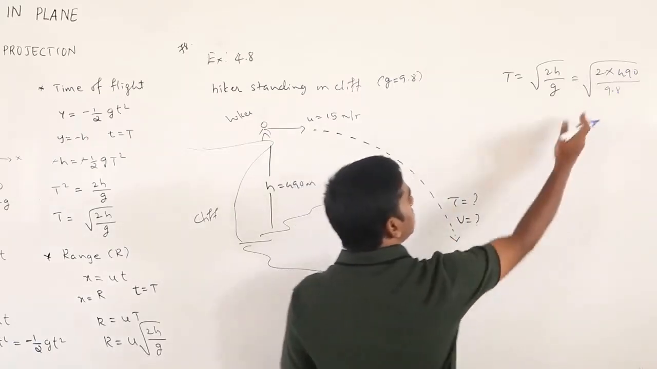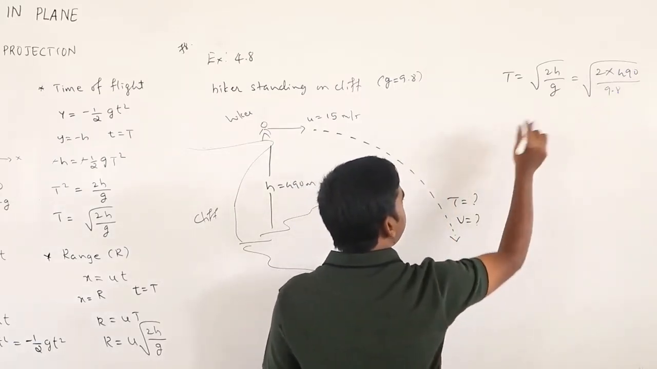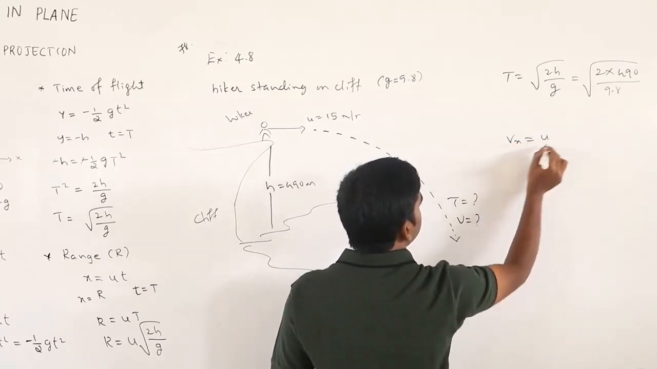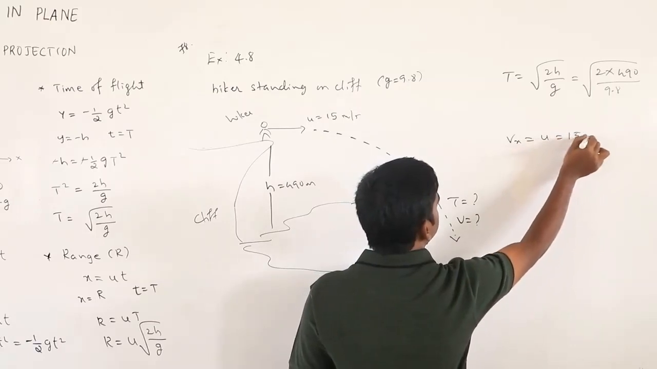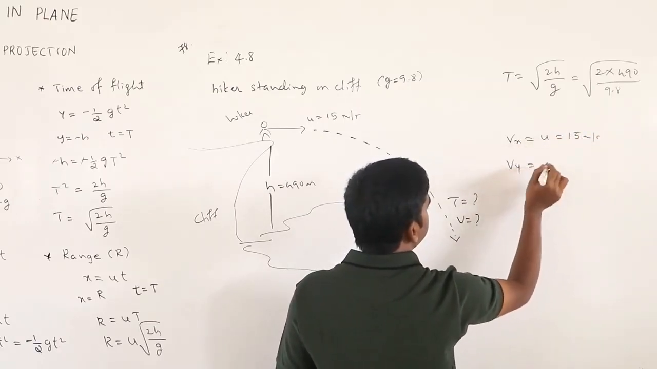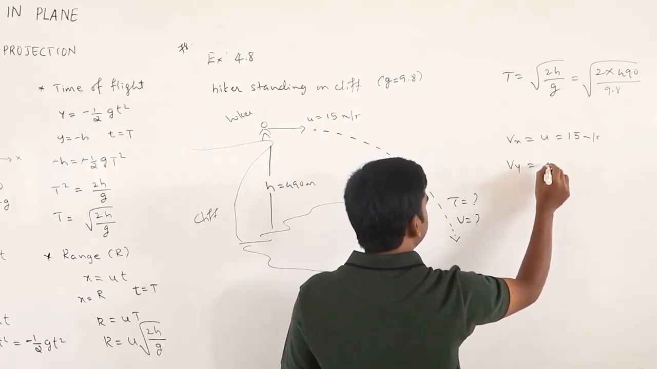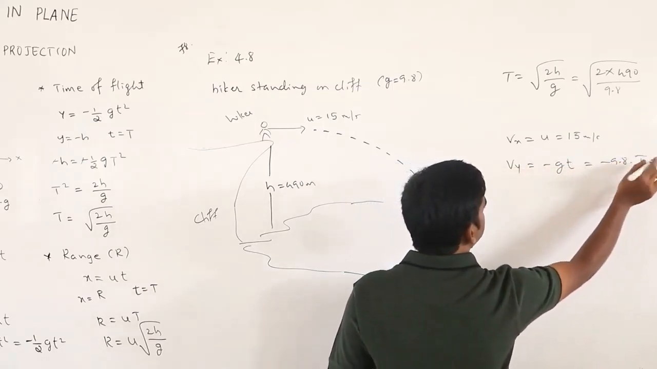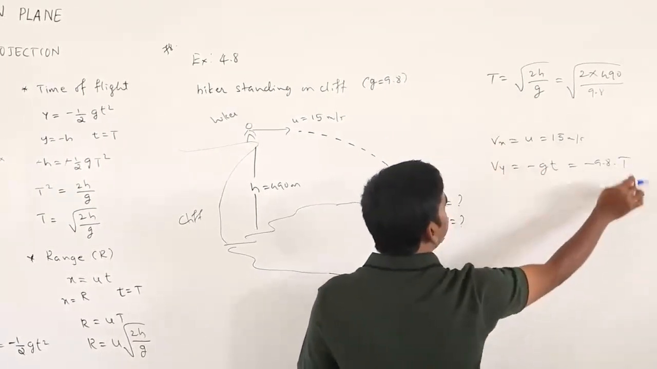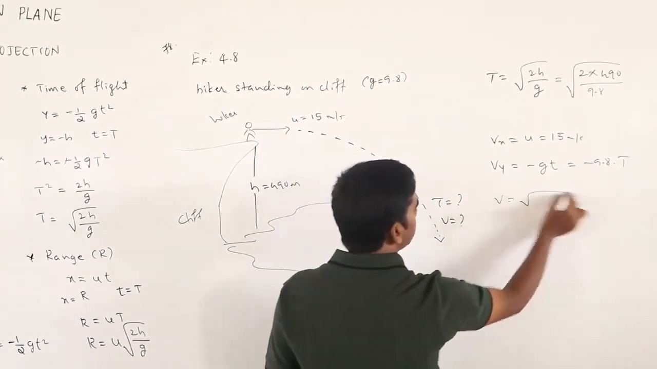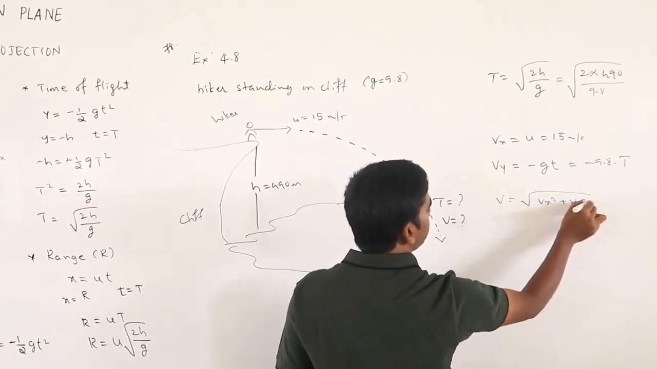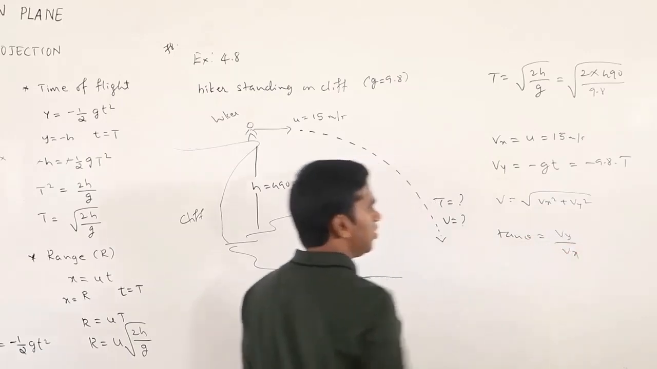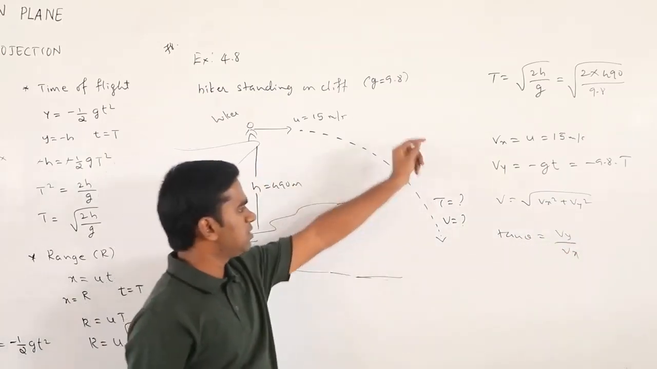Just solve this one and you will get the time of flight. Similarly you can find Vx equals u, that is 15 meter per second. Vy is minus g into t, that is minus 9.8 into t, whatever you get here. Just substitute the t value and you will get Vy. So V equals root of Vx square plus Vy square. If you want direction, tan theta equals Vy divided by Vx.